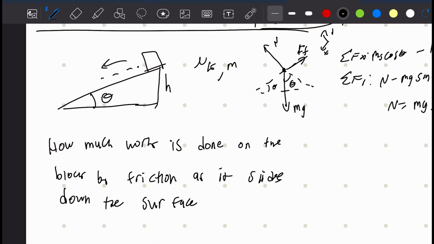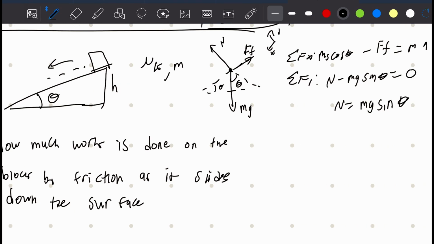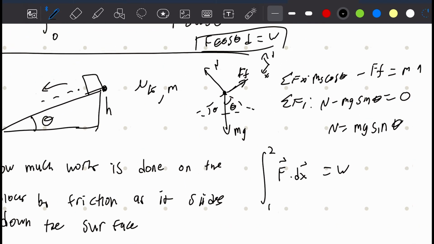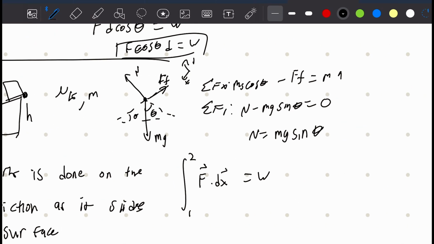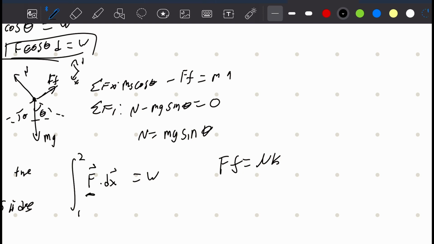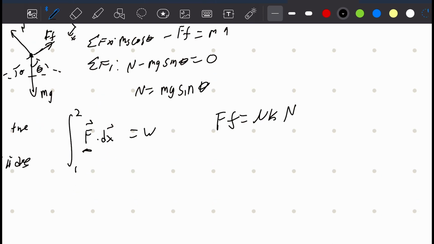Let's go back to our work equation, where we said it's the integral from position 1, which would be here, to position 2 of the force dotted with the distance. And this gives us our work. We have to talk about what the friction force is, right? Because that's the force that we're looking for. So the force of friction is, this is sliding, so it's going to have the coefficient of kinetic friction times the normal force. So the friction force is going to equal mu k times mg sine theta.